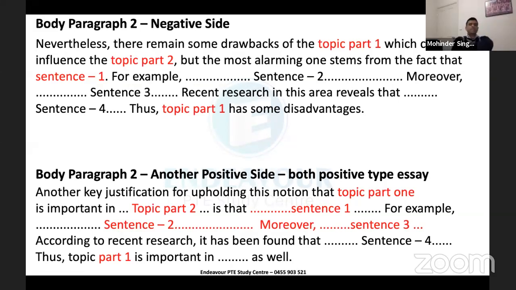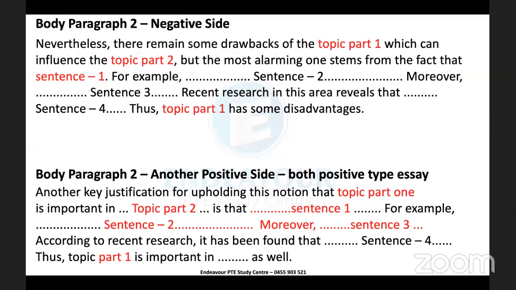Susan, yes, please, your question. Sorry, just to confirm. If there's going to be an argument discussed, then we will have the introduction, a positive side, a negative side, and then a conclusion. That's it. And if it's going to be just one side, like advantage or disadvantage, then we have the introduction, paragraph one for positive, paragraph two positive, and then the conclusion.